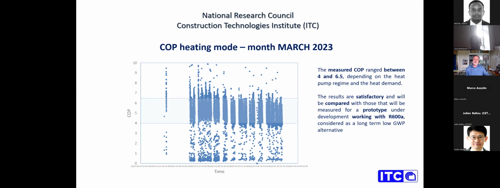Anyway, the idea was to compare the results obtained with this refrigerant with those obtained with isobutane, that was selected as the very low GWP refrigerant for the long-term substitution of HFCs. This evaluation is still in progress, and in the next months we will have an idea about the comparison between the two fluids. Okay, thank you.